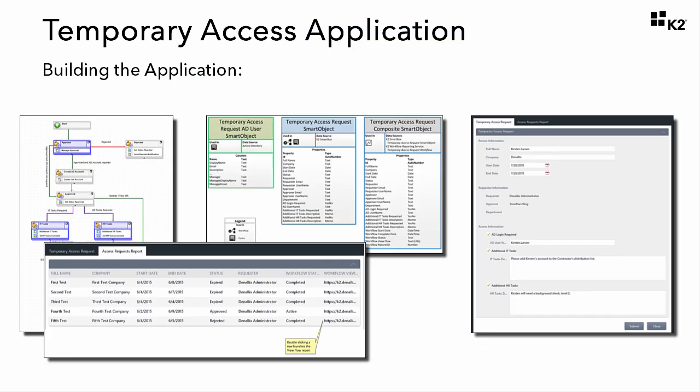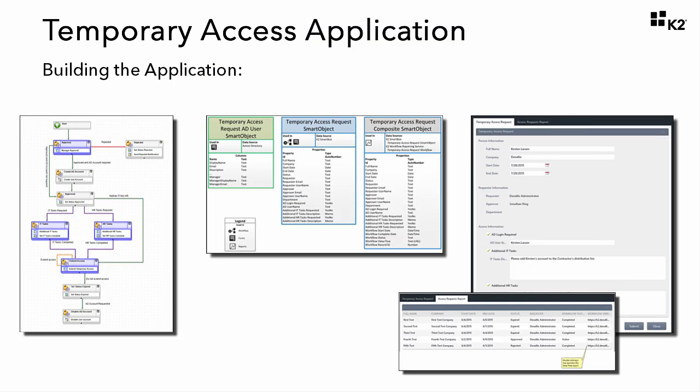Moving into the building of the application, now that we have explained the designs for each of the components, those being the workflow, data, forms, and reports, we are ready to begin building the workflow and report elements of this application. Again, because this tutorial focuses on workflows and smart objects with K2 Studio, we have provided a starter project with the forms and the majority of the data elements already created for you. We will only focus on the workflow and the composite smart object for this tutorial just to speed things up.